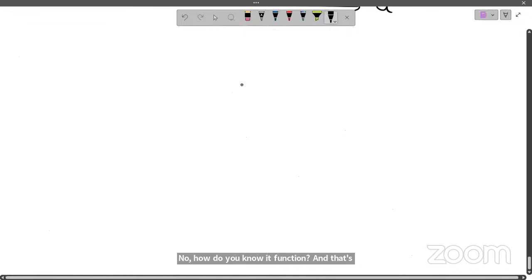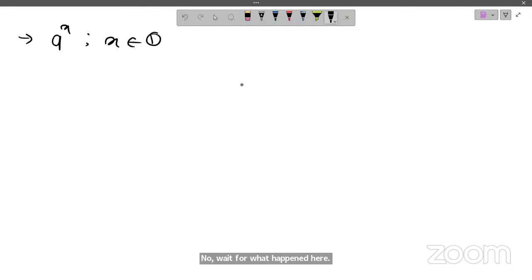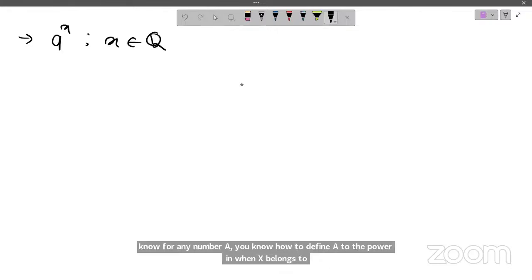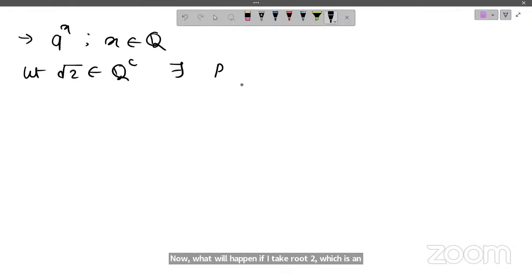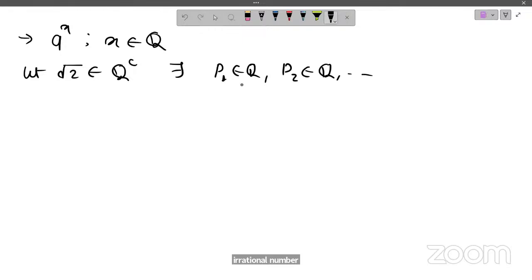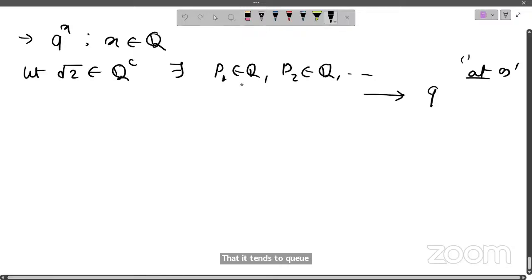No, wait, what happened here? For any number a, you know how to define a to the power x when x belongs to rationals, right? Just answer my questions. So you know how to define it if your x belongs to rationals. Now what will happen if I take root 2, which is an irrational number? You know there exists some sequence, p1 belongs to Q, p2 belongs to Q, and so on, which tends to root 2 at infinity, right?